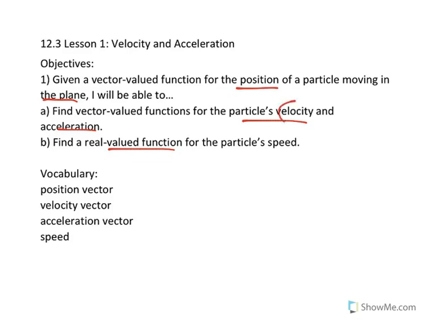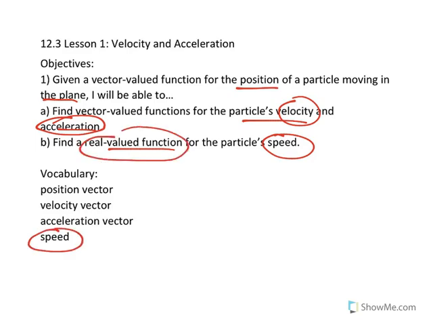Remember that velocity and acceleration are vector quantities because they have both direction and magnitude, whereas speed is a scalar quantity because it only has magnitude. So that's why we have a real-valued function for the speed and vector-valued functions for velocity and acceleration.